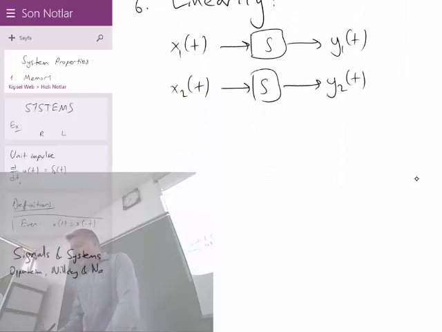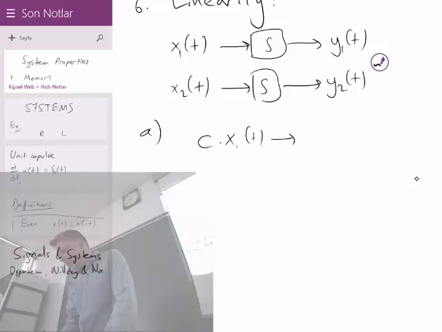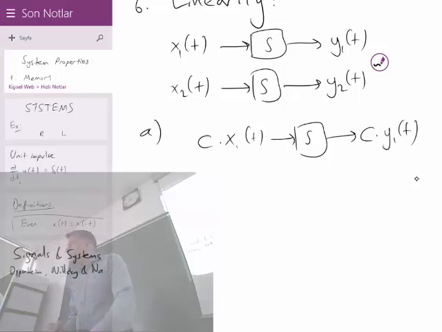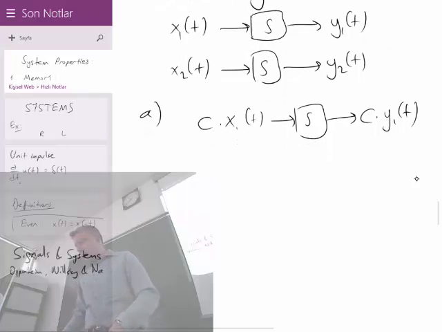Then your system must hold these two, or let's say A. Some constant c times x1 of t coming into the system must produce the same scaled version of the output. So when you double the input, the output must be doubled. When you halve the input, the output must be halved, etc. This is property part A. You have to check this for linearity.